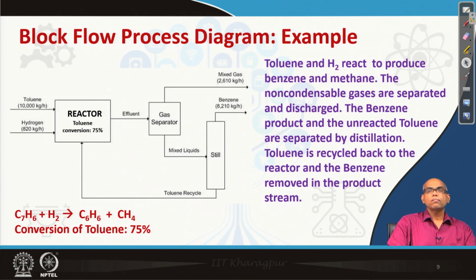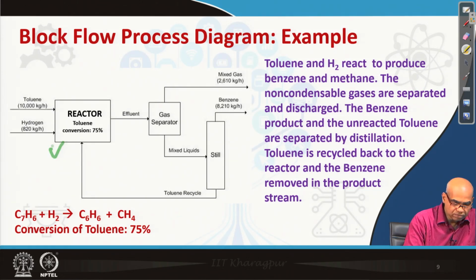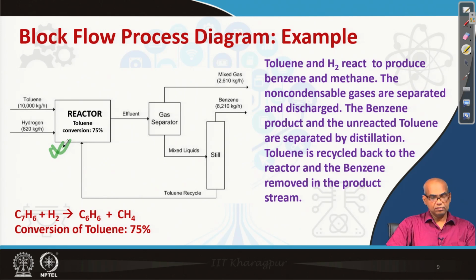This is an example of a block flow diagram of benzene production from toluene and hydrogen. So, toluene and hydrogen react in a reactor. There is 75% conversion of toluene, so there will be excess toluene which will be recycled back.